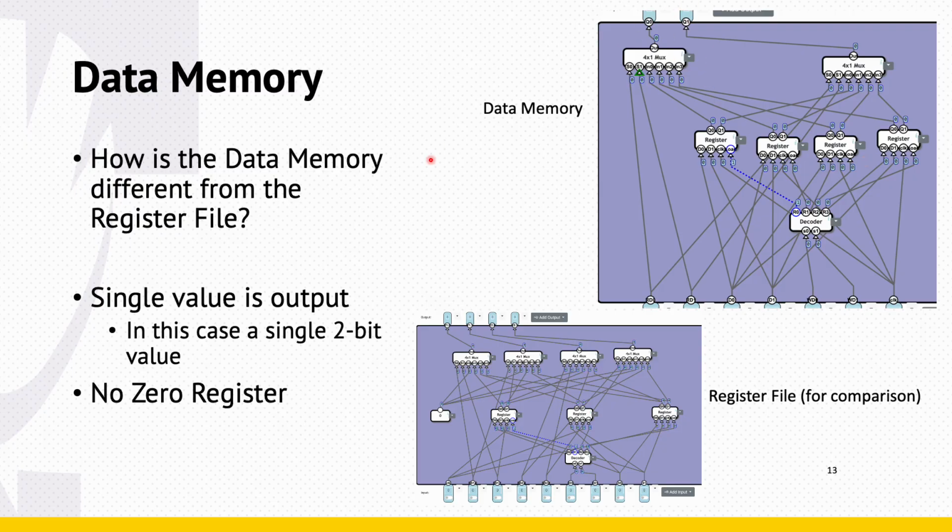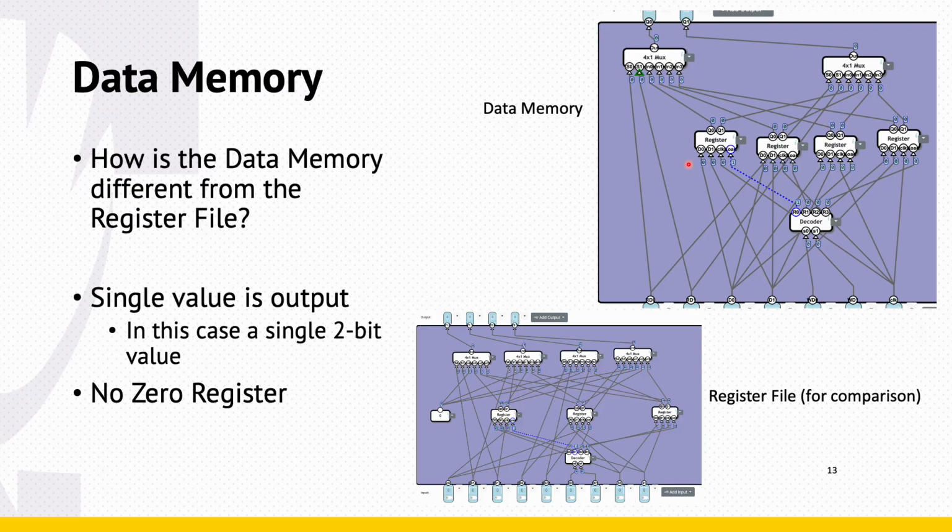So how is this different from data memory? Or how is data memory different from the register file? Because the register file allows us to output 2 values, right? 2-bit values, while our data memory only allows us to output 1 2-bit value, right? And additionally, we have no always 0 register because we don't need it, right?